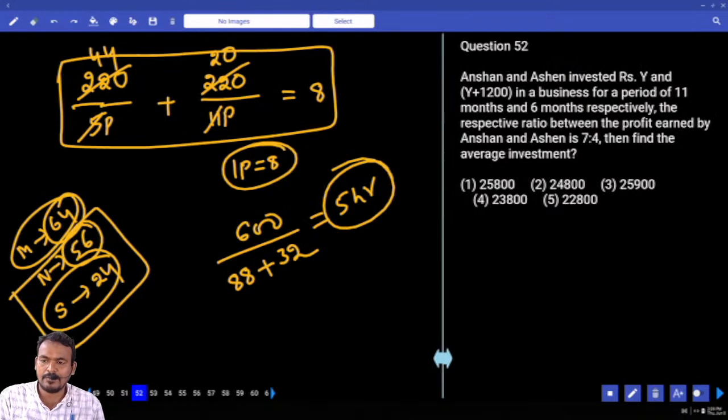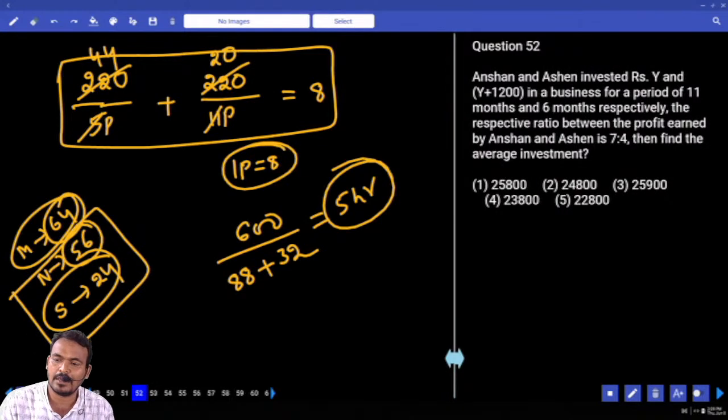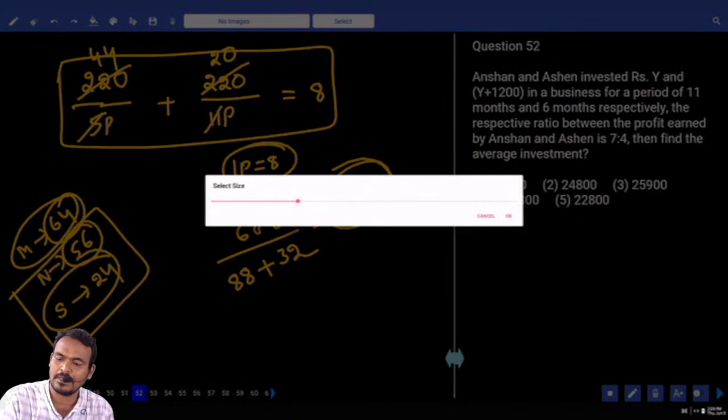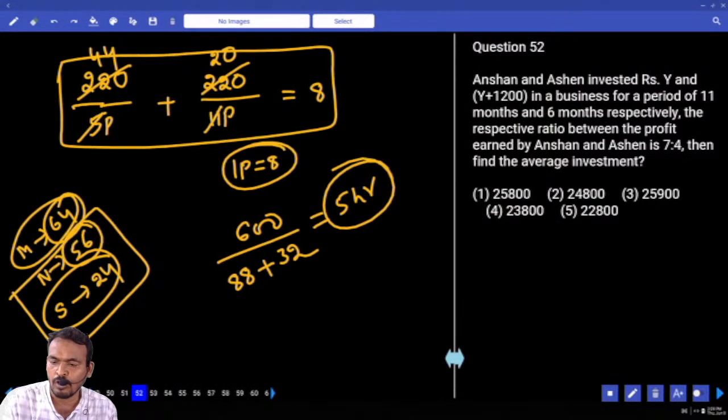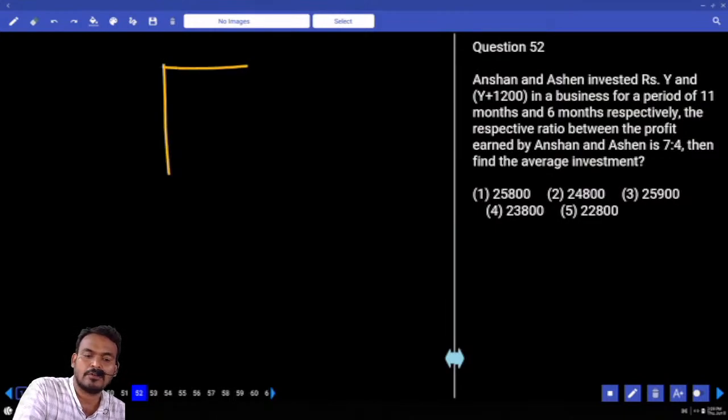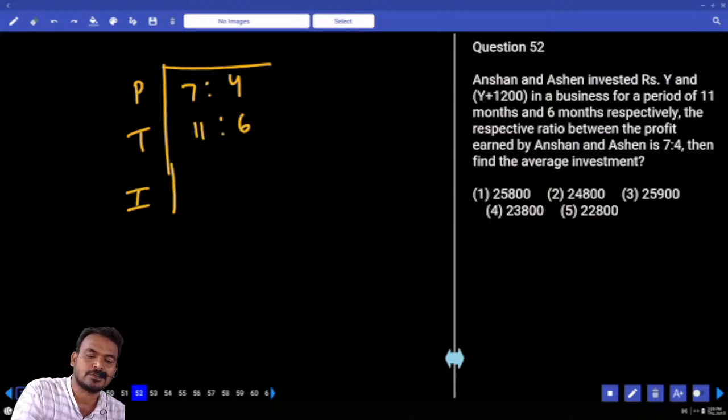Ansan and Asin invested Y rupees and Y plus 1200 in a business for a period of 11 months and 6 months. The respective ratio in the profit earned by Ansan and Asin is 7:4. Find the average investment. What profit ratio is given? 7:4. What is the time ratio? 11:6. We get the investment ratio.